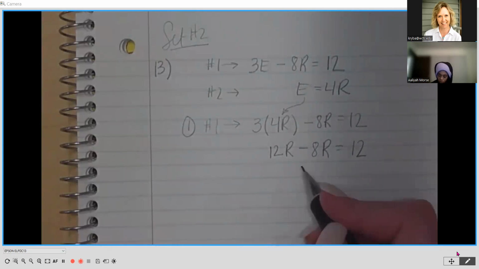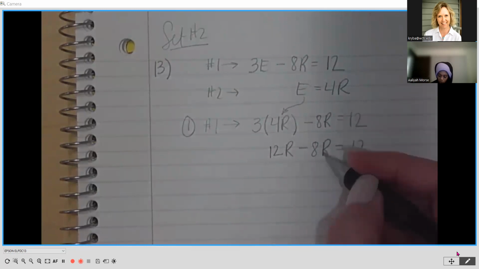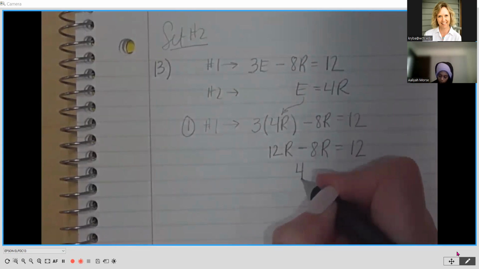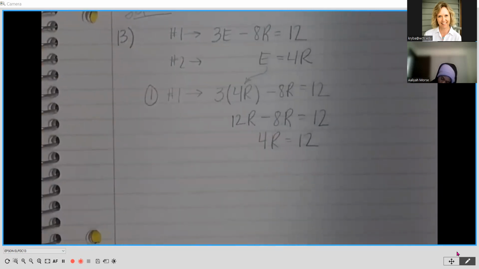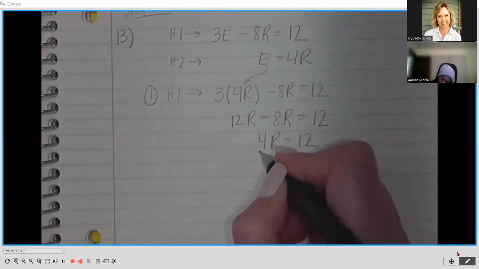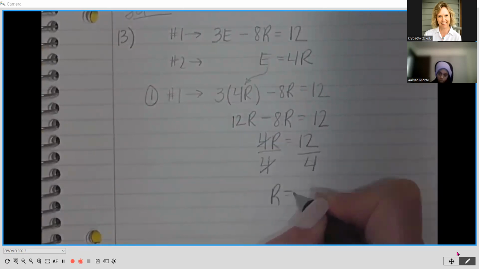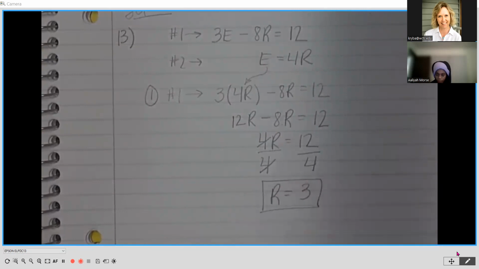Okay. Now we can combine these two, right? Because they have the same variable. So 12 minus 8 is 4r is equal to 12. And now solving for r, we're going to divide both sides by 4. Our r is going to be equal to 3.